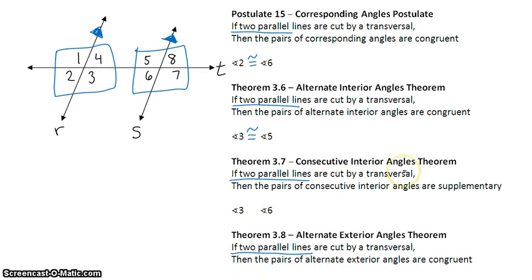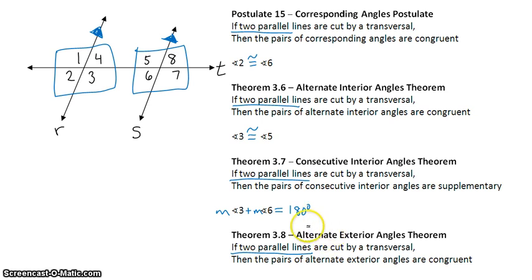My consecutive interior angles. If I look at 3 and 6, they're both below the transversal and they're between my two lines, so they're interior. If I slide these four angles on top of these four angles, 6 would take the place of 2. 6 and 3 would then form a linear pair, which means that they would be supplementary. So if I have two parallel lines, my consecutive interior angles are going to be supplementary. The measure of angle 3 plus the measure of angle 6 is going to equal 180 degrees.